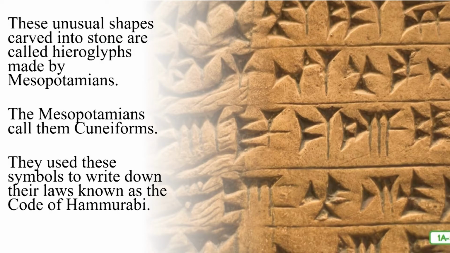In this picture, we can see more unusual shapes carved into stone. These are also hieroglyphs. However, these were made by the Mesopotamian civilization, and they called their system of writing cuneiform. This ancient civilization, Mesopotamia, had a government and laws. They used this form of writing to write down their laws, known as the Code of Hammurabi.